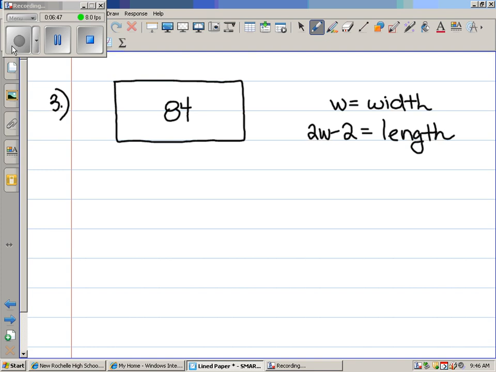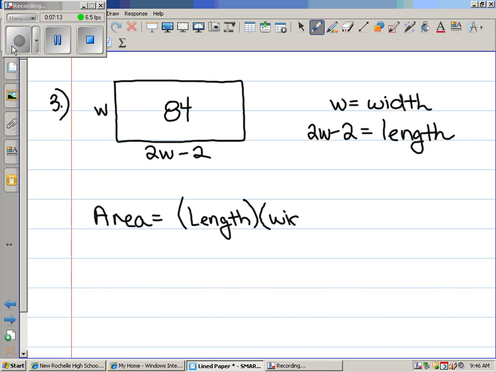Now let's fill in what we know. This is going to be our width. This is going to be our length. Area of a rectangle is what? Area is length times width, right? So let's write that down, just as stuff that we know. Area is length times width. And all we're going to do is just fill it in. Area happened to be 84. The length in this particular case was 2W minus 2. The width was W. Well, that's going to be annoying.